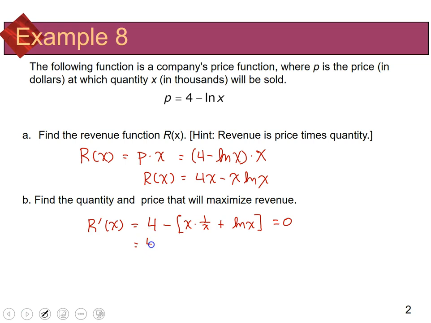So as I simplify, x times 1 over x is just 1. This minus sign does get distributed, so I have 4 minus 1 minus the natural log of x, which is the same thing as having 3 minus the natural log of x. And I'm setting that equal to 0. The natural log of x would then be 3, so x would be e to the 3 power.